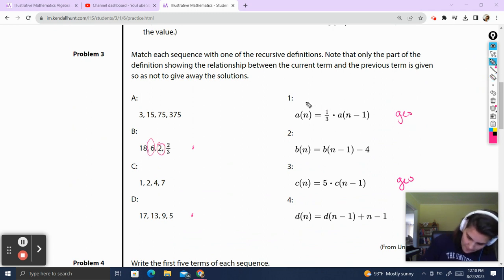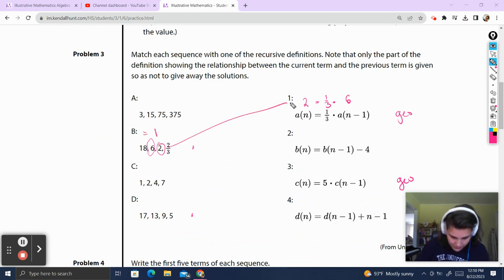Let's double check it with another number, but I think we found the correct function. So 2 should equal 1/3 times our previous term, which is 6. Also correct. So we're going to say b is equal to 1. We've matched it. Now let's see what else we think might be a geometric function. Well, this guy seems to be getting bigger in a geometric way, so let's double check it. I'm going to choose 75. Should be equal to 5 times the previous term, which is 15. That's correct.